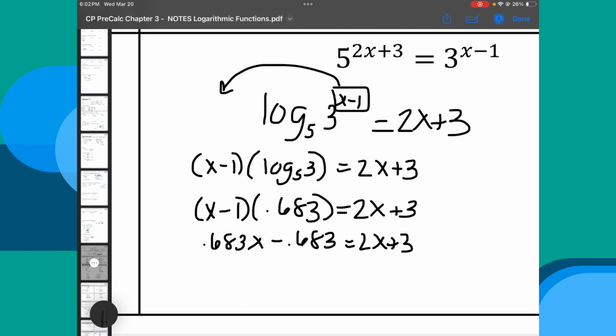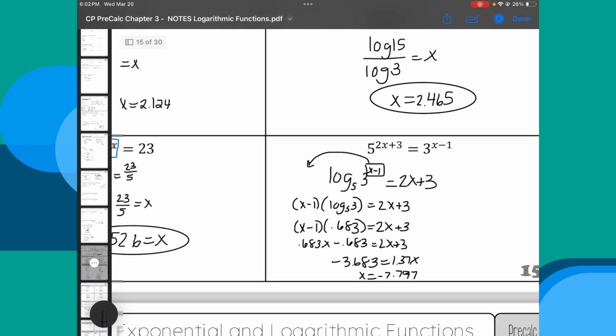You're going to minus the 0.683x, and then minus the 3 from both sides. So we get negative 3.683 is equal to 1.37x, and then divide both sides. And I got negative 2.79.